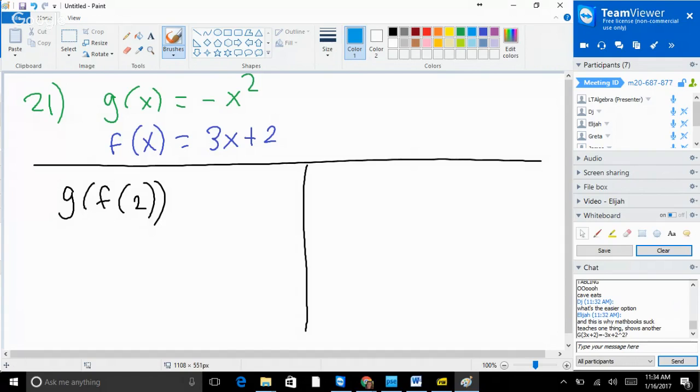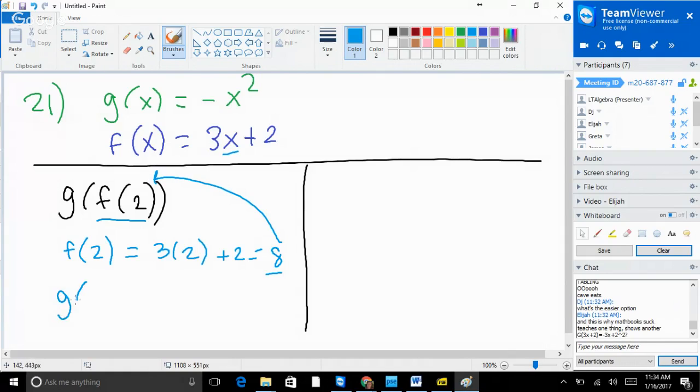First, we're going to figure out, okay, so we know we have f of 2. So f of 2 is just 3 times 2 plus 2. So f of 2 is 8, right? And we want to know what g of f of 2 is. Well, we just figured out f of 2 is 8. So we want to know what g of 8 is. And I should be writing that in green.